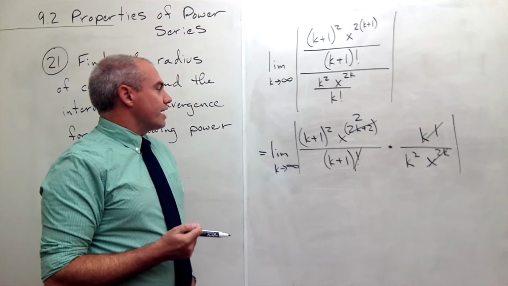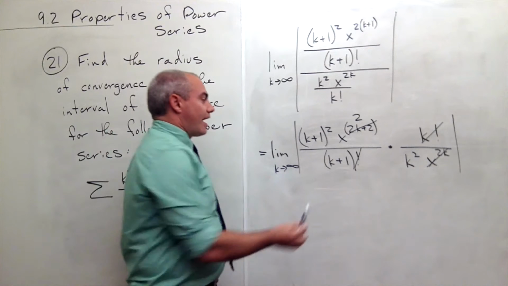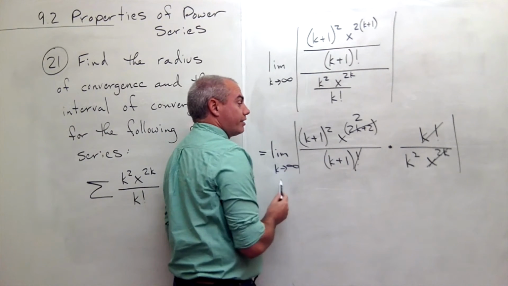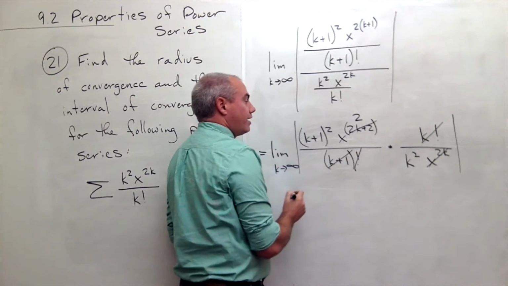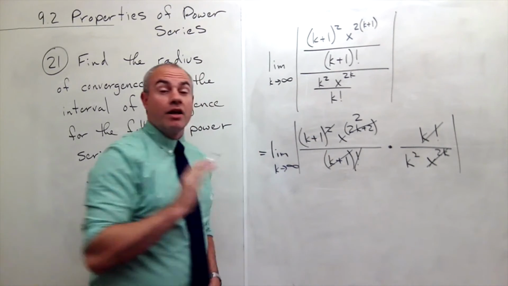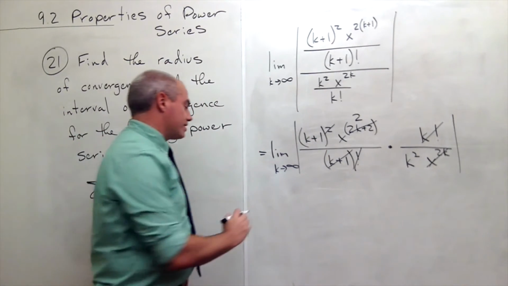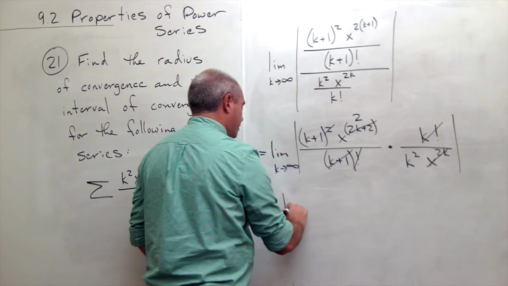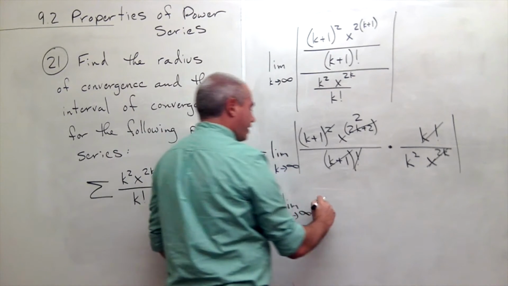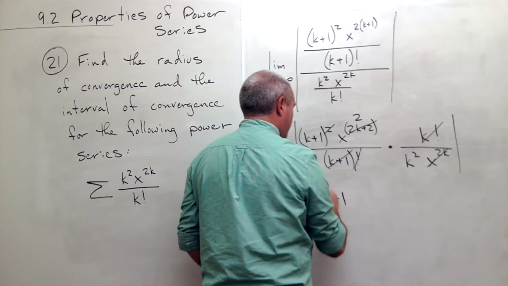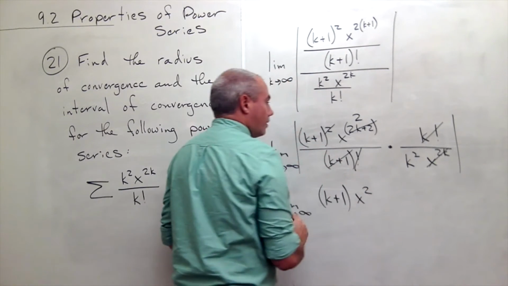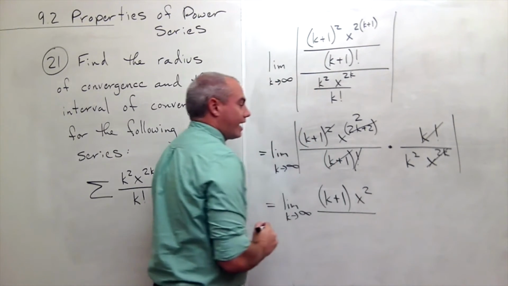Okay, anything else I can do? Yeah, I see one more thing. I have a k plus 1 on the bottom. I have a k plus 1 squared on the top. So this k plus 1 cancels with one of the k plus 1s on top, and I just have k plus 1. Okay, let's rewrite now and see what's left. I have a limit as k goes to infinity of, on top I have a k plus 1, and I also have an x squared. On bottom I have a k squared.